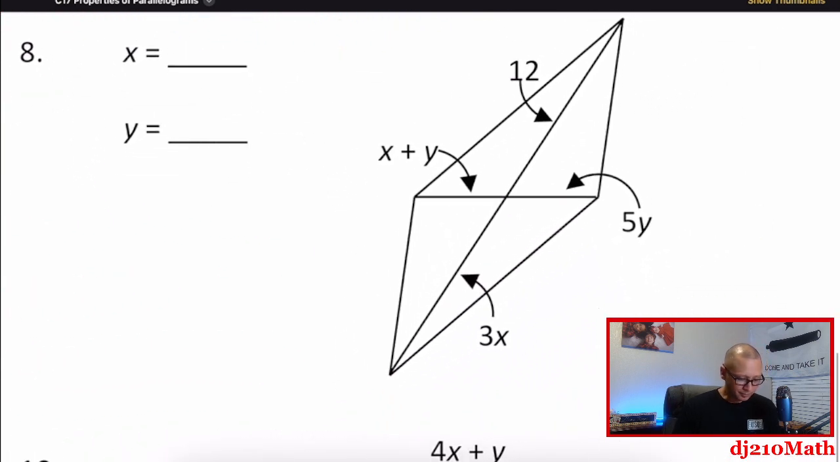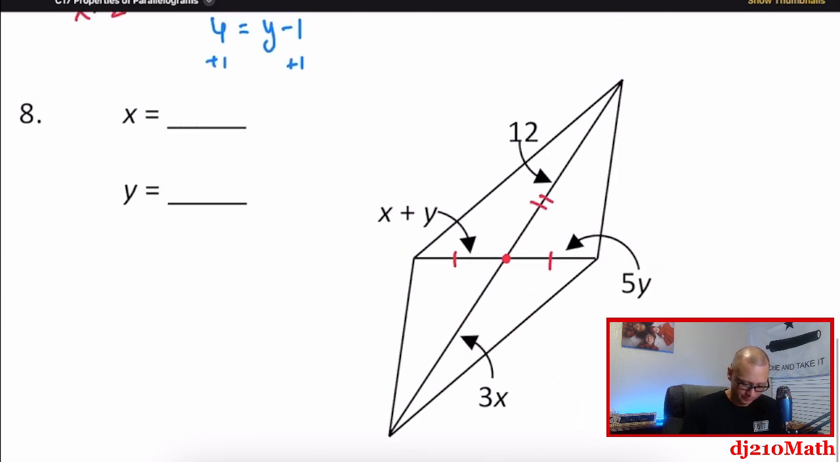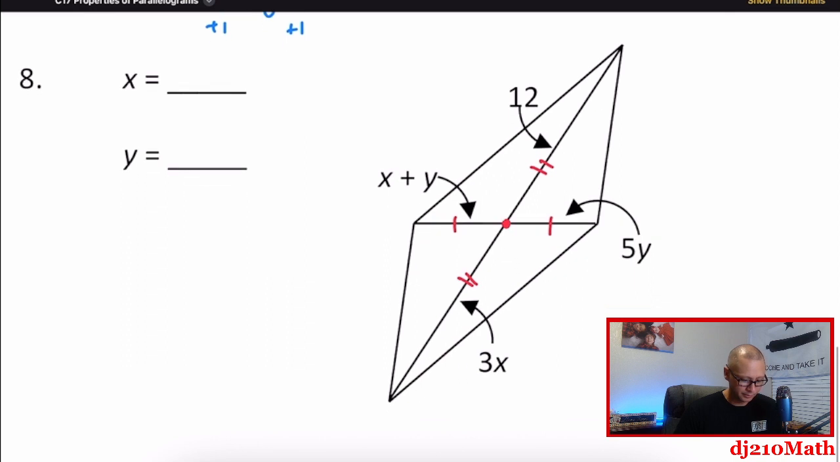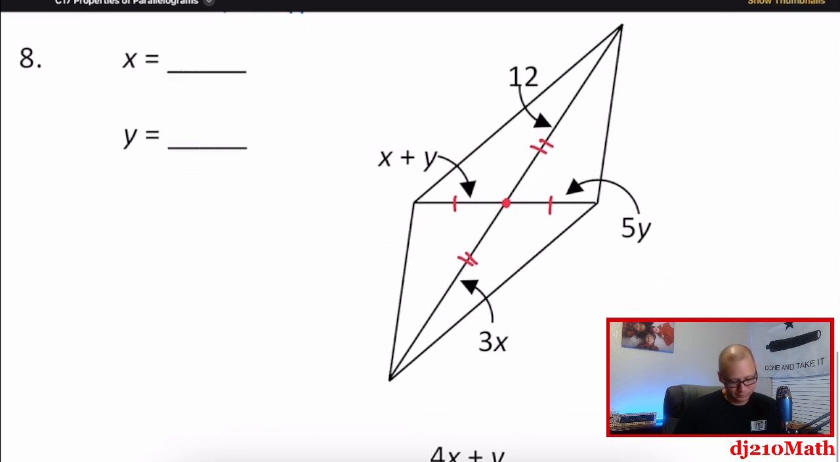Okay. Number 8. What's going on here? So I think because the diagonals bisect each other, right? That's key here. These are going to be congruent. These are going to be congruent. So looking at the ones that have solvable numbers, right? 12 and 3x. 12 equals 3x. I think that's the best. That's where I would start.